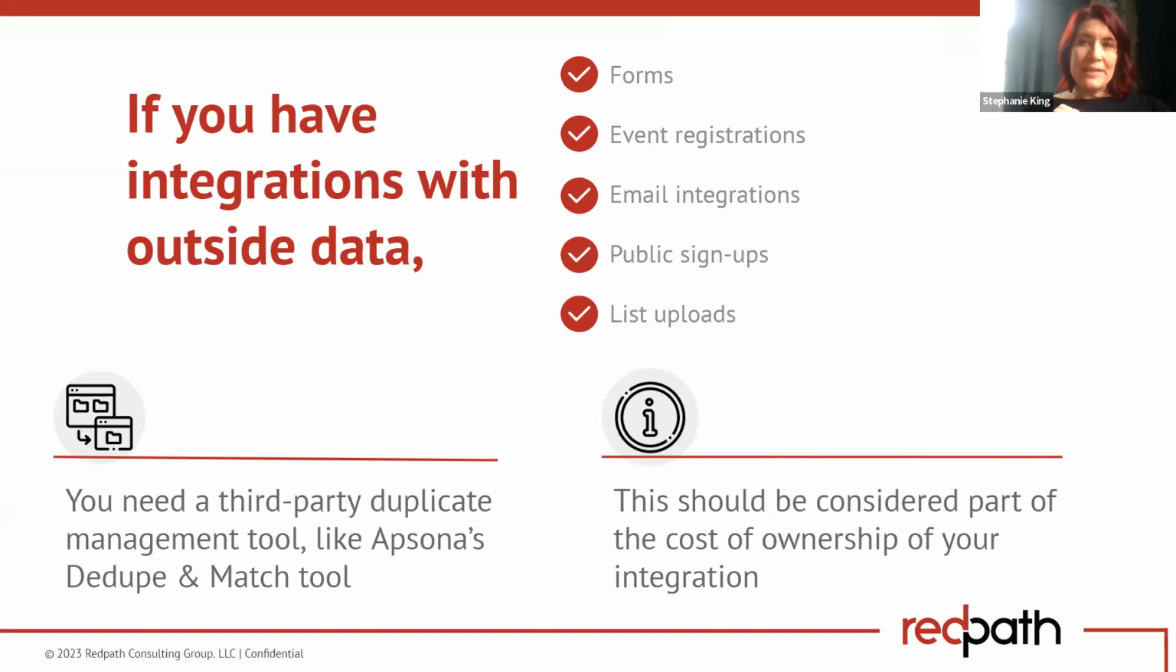I want to pause on that point of integration to impart what I think should be considered a Salesforce best practice, but often does not get mentioned at the right point in time, which is this. If you have integrations with outside data, you need a third-party duplicate management tool like Apsona. By integrations, of course, I'm talking about any outside system that is integrated with Salesforce, but I want us to keep in mind that this concept also includes things like forms or registrations, donations or sales platforms that flow into Salesforce, email platform integration, even list uploads that are done using Apsona or Data Loader or any other data tool. These are all integrations of a kind.